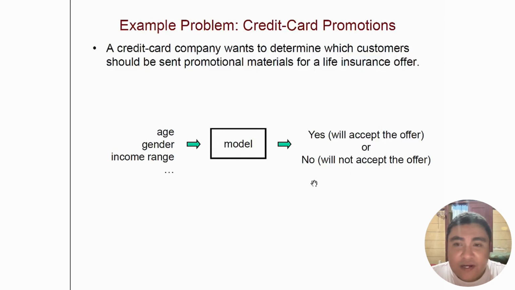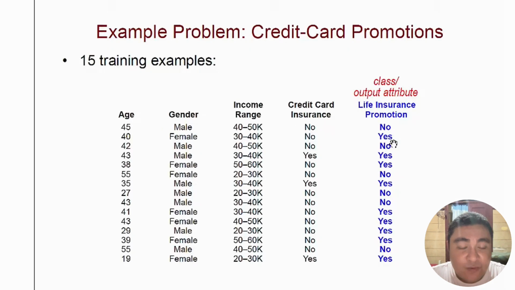Now, for this example, we are provided with training examples. Again, the training examples will serve as the basis for our model. As you can see, our model here has already created a prediction based on the given independent variables. We have age, gender, income range, and then the credit card insurance. Age, obviously, is how old the customer is. Their gender is your biological preference, which could be either male or female. Those are the only two options in banking and finance.